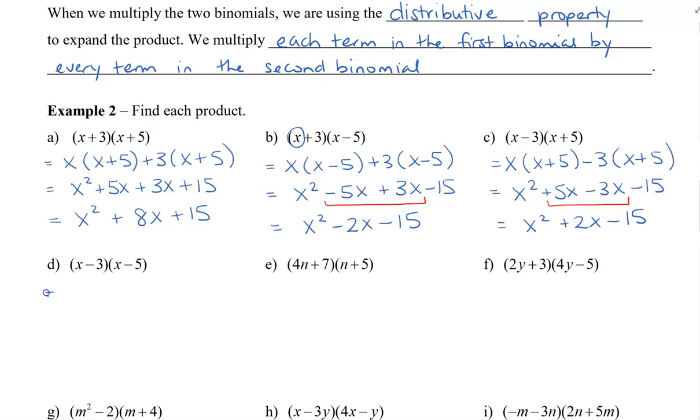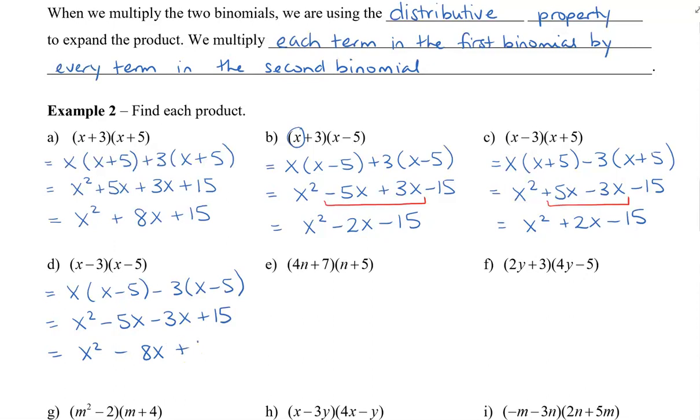So we get x as our first term multiplied by x minus 5, and then minus 3, and then again times x minus 5. So when I expand, I get x times x, x squared, minus 5x, and then negative 3 times x, and then negative 3 times negative 5, which is plus 15. And that equals x squared minus 8x, and then plus 15.